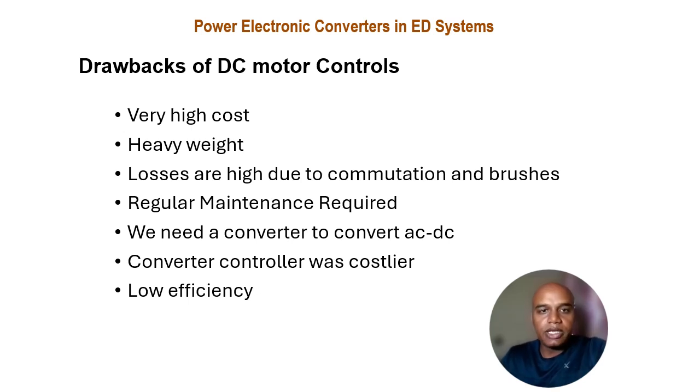However, there are some drawbacks which we have already discussed. It has high cost. Here we are talking only about the drawbacks of DC motor control. It is of heavy weight. Losses are high due to commutation and brushes, because it is a limitation of DC motors, and due to that it also requires regular maintenance. And we always need a converter to convert AC into DC because the AC source is easily available. Converter control is costlier and has low efficiency.